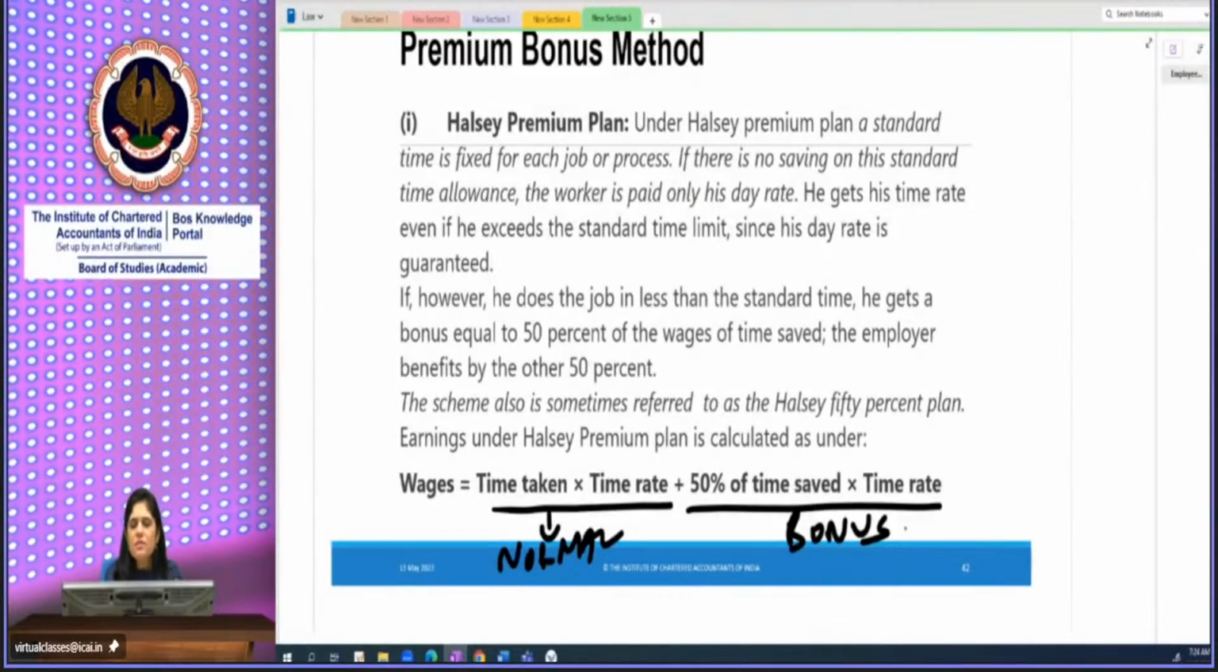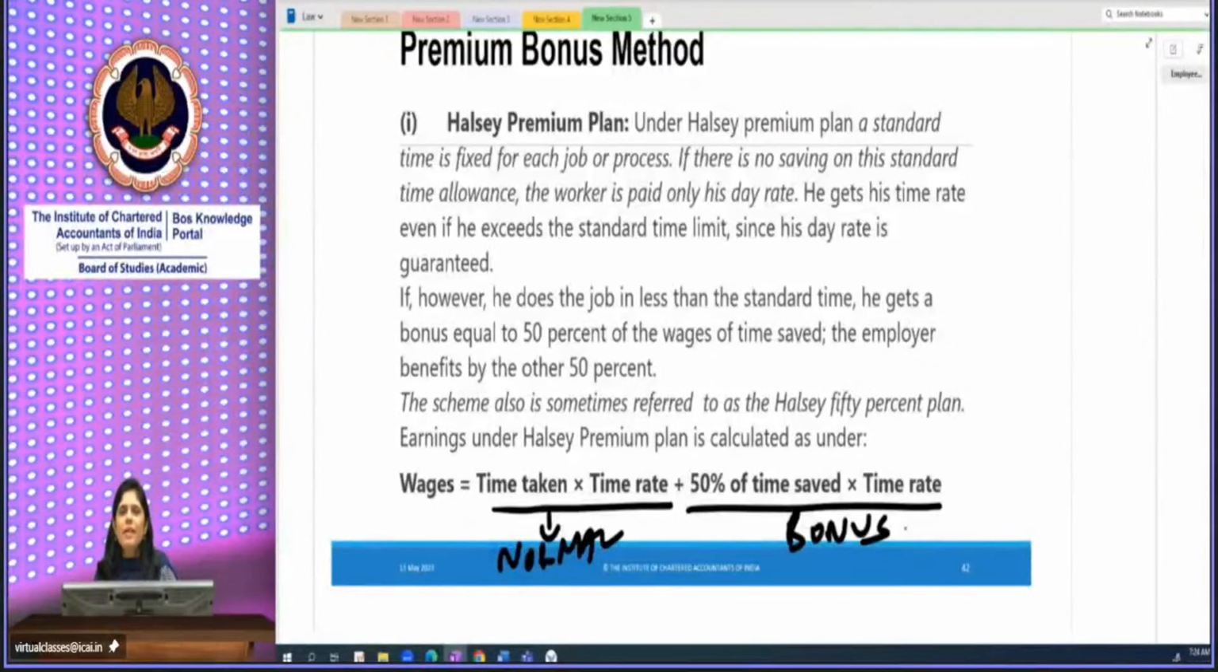So 50% of time saved into time rate. The rate is the same, but you will get additional wages for 50% of the time saved. So under Halsey, even if you are saving time, you are getting the incentive for only 50% of the time saved. The organization is again saving 50% of the wages. They are not paying you 100% of time saved, just 50%. So it's a win-win situation.